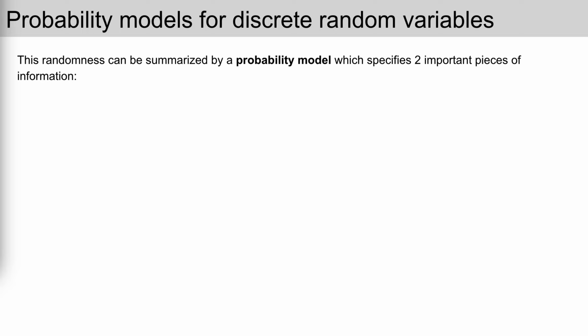In this video, we'll focus on discrete random variables X. Remember that to capture the uncertainty of an event, we can calculate the probability of that event. To capture the uncertainty of a random variable, we can build a probability model. This model specifies 2 important pieces of information: what values X can take, and the relative plausibility of these values.